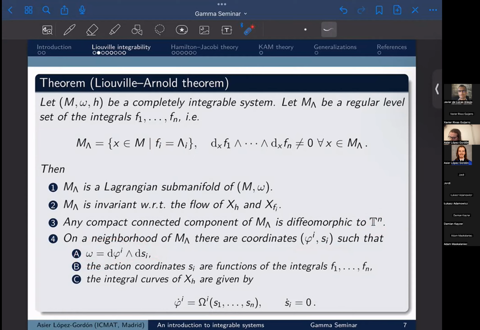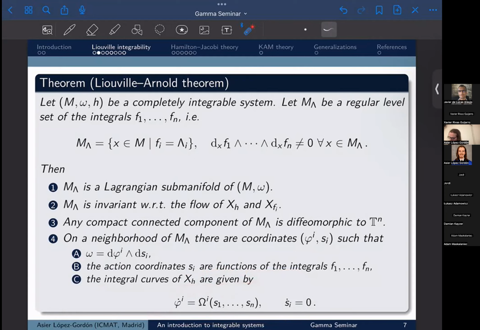The action coordinates si depend only on the integrals. Yeah, they are functions of the integrals. And what is more interesting is that the integral curves of the Hamiltonian vector field of the Hamiltonian functions, that is Hamilton's equations, the equations of motion, however you want to say it, take this expression.